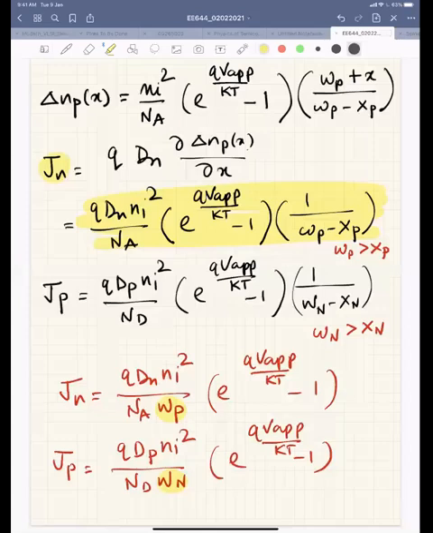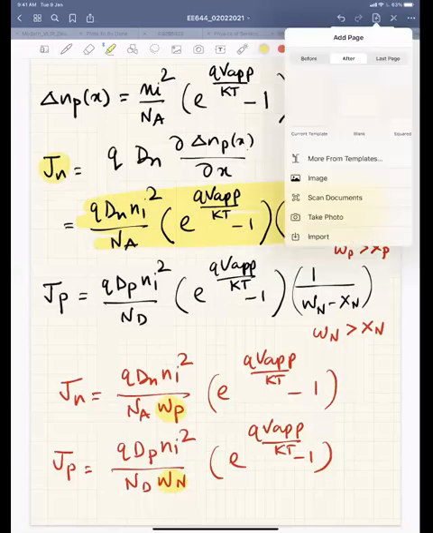Narrow diode, right? In the case of a narrow diode, your Lp and Ln are replaced by Wp and Wn. That means your current now depends on the width. As you go on reducing this width, your current will increase. So your current, your electron current.